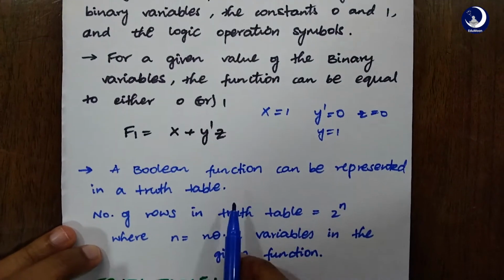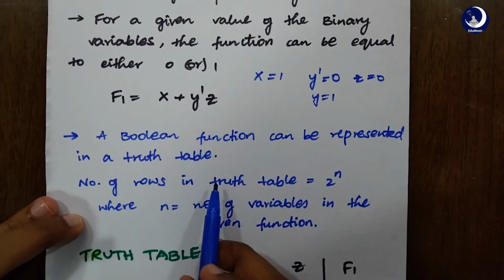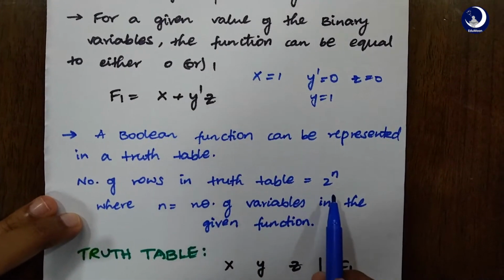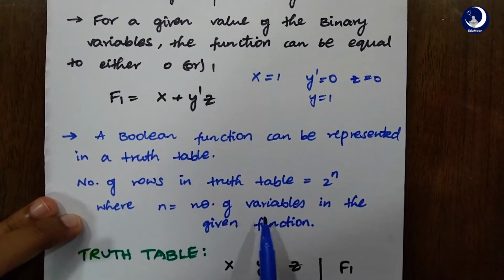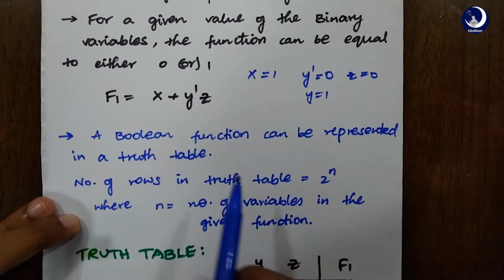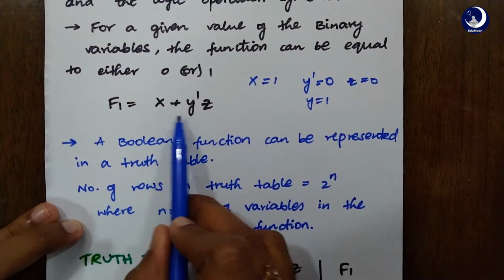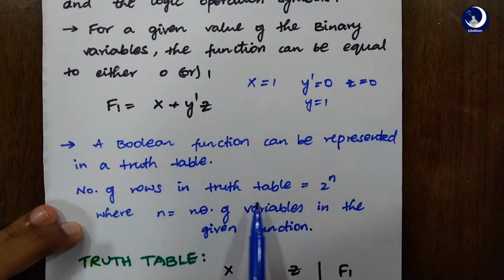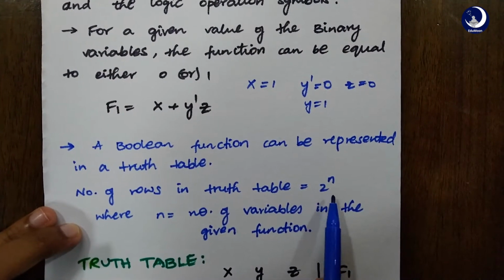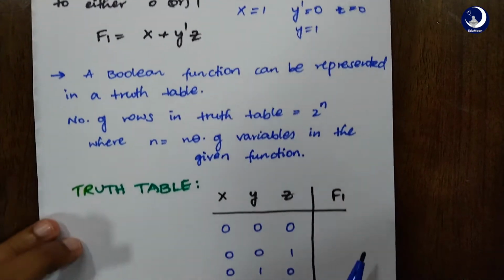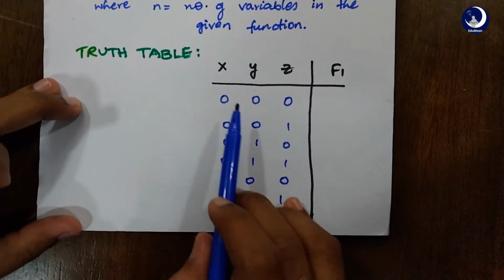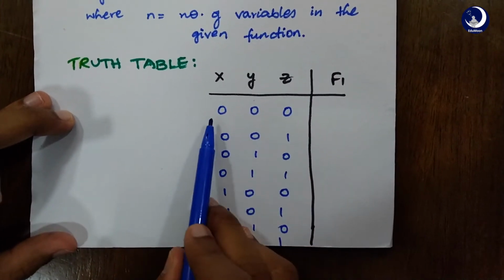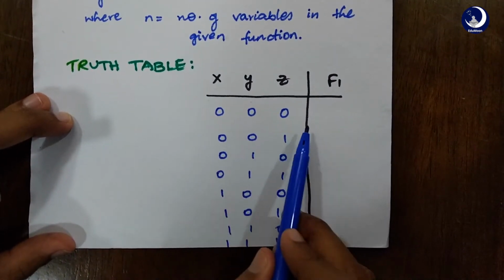Now a Boolean function can be represented in a truth table. Now how many rows are required for the given truth table? It is 2 power n, where n equals the number of variables in the given function. So if you consider this function, we have 3 binary variables, x, y and z. So the number of rows required is 2 cube, which equals 8. So the truth table for this one can be written like this: x, y and z, f1. These 3 will have the values ranging from 0 till 7: 0, 0, 0, 0, 0, 1.